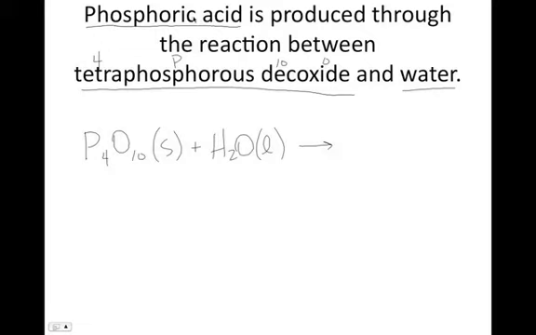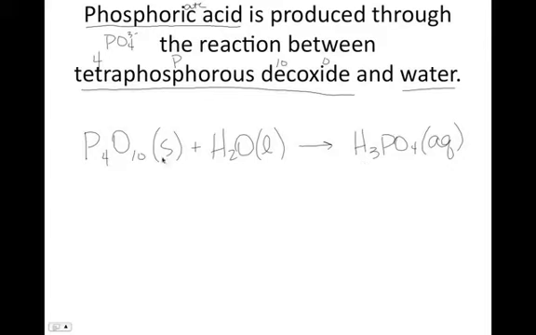Remember, phosphoric, the ic comes from the ate, phosphate, polyatomic ion. Phosphate is PO4 with a -3 charge, so to balance that out, you need 3 hydrogens. And because we have now thrown water into the mix, and this is an acid, this is, of course, aqueous. So now we got to balance this thing, and this is going to be a messy balance.